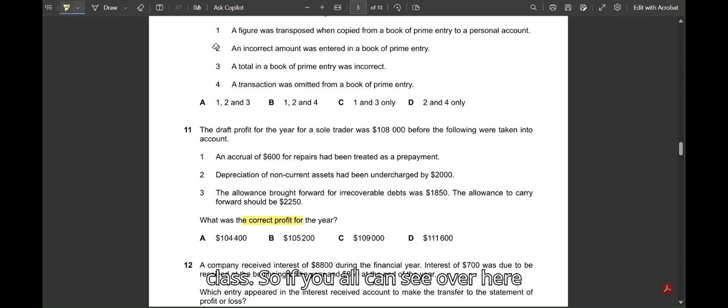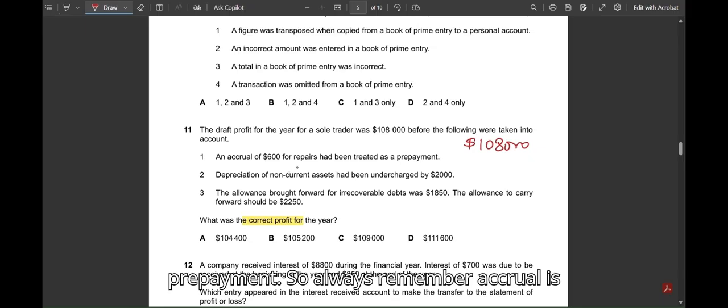So if you all can see over here, we have to calculate the correct profit. The draft profit given is 1,08,000. From 1,08,000 we have to add or subtract the transactions which happened. An accrual of 600 has been treated as prepayment. Always remember, accrual is nothing but an outstanding expense, and an outstanding expense increases the expenses and decreases the profit. This has been treated as a prepayment, whereas a prepayment decreases the expense and increases the profit. So when I need to rectify it, always remember I need to multiply it by 2. First of all, I forgot to take this as an expense. Instead, I reduced my expenses by taking it as a prepayment. So right now, I need to deduct my profit not by 600, but by 1200.